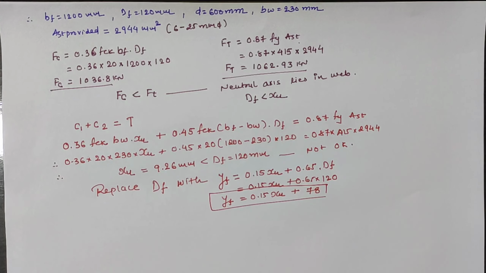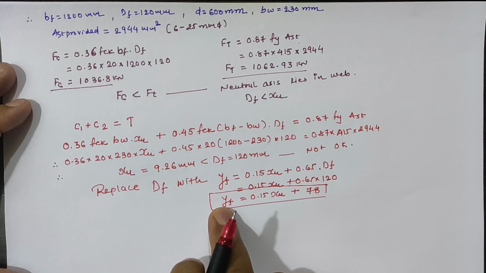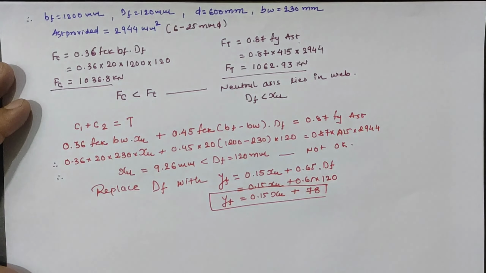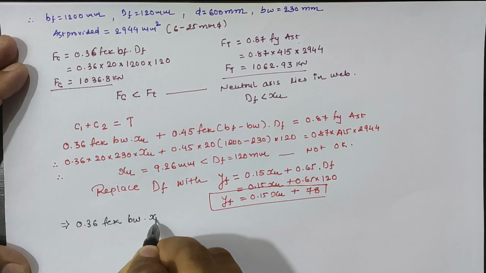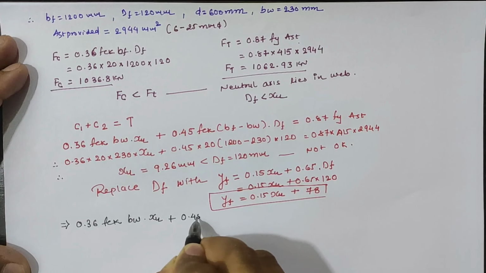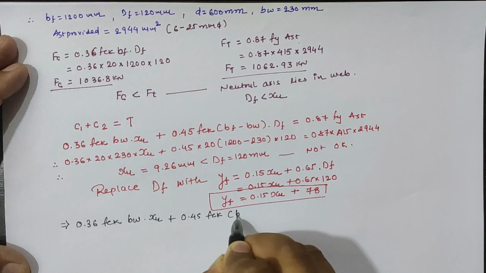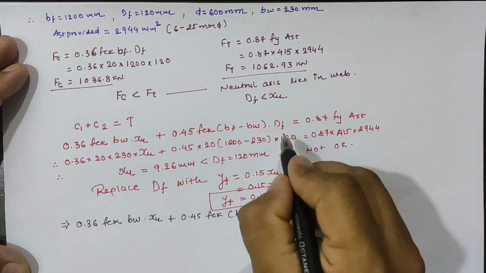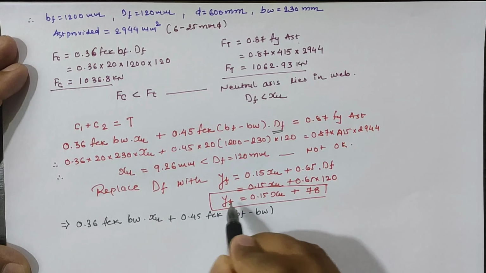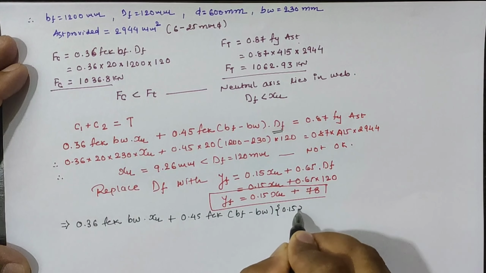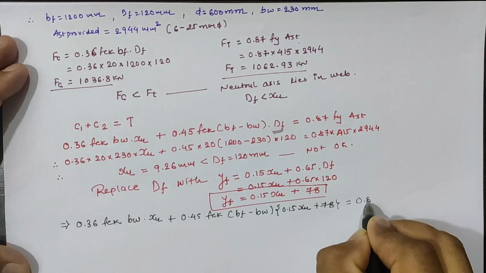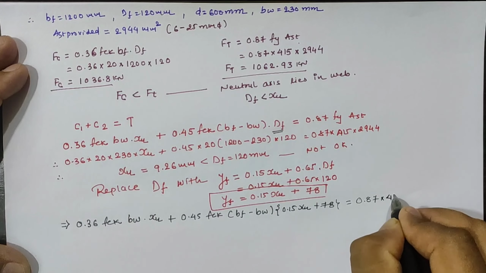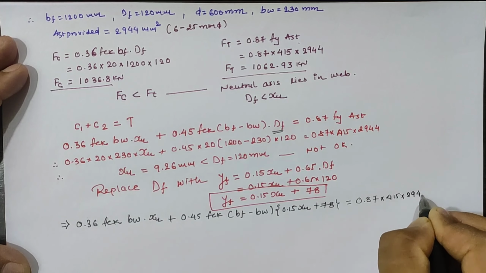Let us calculate the neutral axis by replacing the Df value with yf as 0.15 Xu plus 78.36 fck bw into Xu plus 0.45 fck (bf minus bw), and instead of Df we have to put the value of yf as 0.15 Xu plus 78, which is equal to 0.87 into fy into Ast.